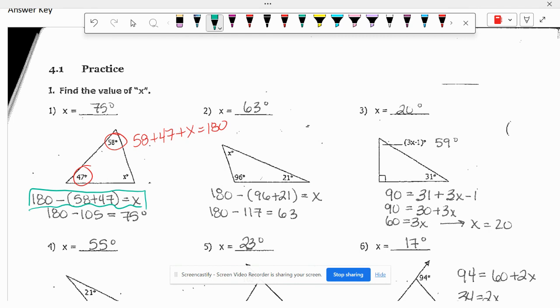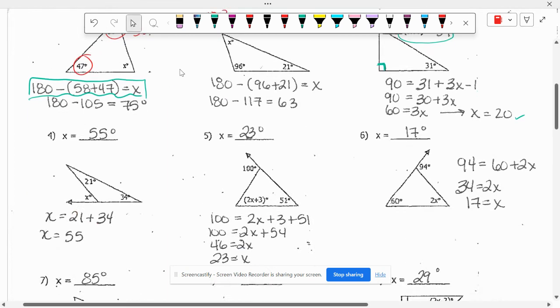Number two, x is 63 degrees. Number three, notice that we have a 90-degree angle right here. So instead of using 180, I know that 180 minus 90 is 90. So I just take the sum of these two angles, 3x minus 1 and 31, and I set it equal to 90. And so I find out x equals 20.